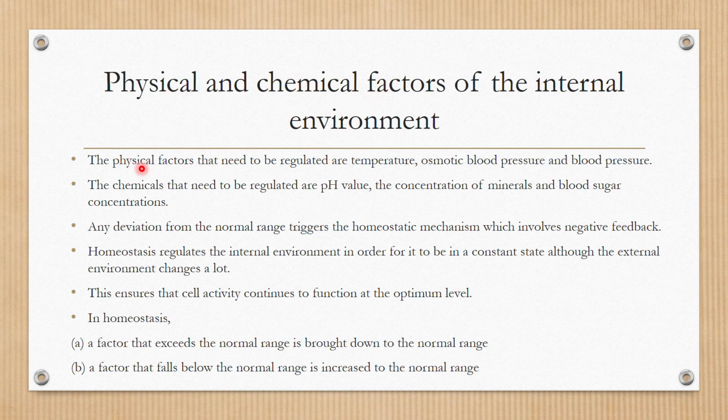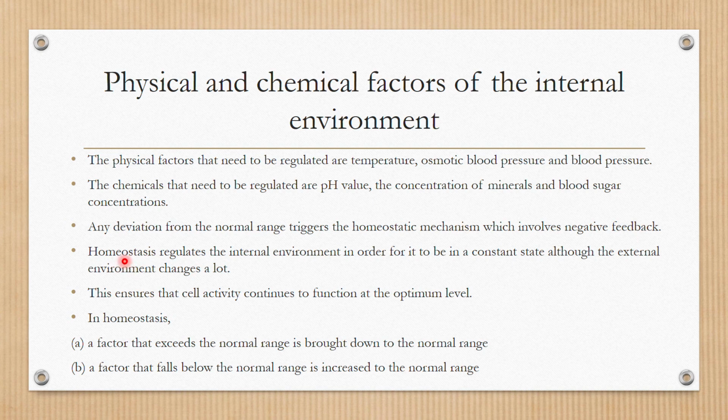So let's look at the physical factors. Examples are temperature, osmotic blood pressure, and blood pressure as well. And the chemical factors are pH value, concentration of the minerals, and blood sugar concentrations. So these factors have to be regulated to ensure that the internal environment, which is the environment in our body, functions well. Okay, so any deviation from the normal range will trigger a homeostatic mechanism which involves negative feedback.